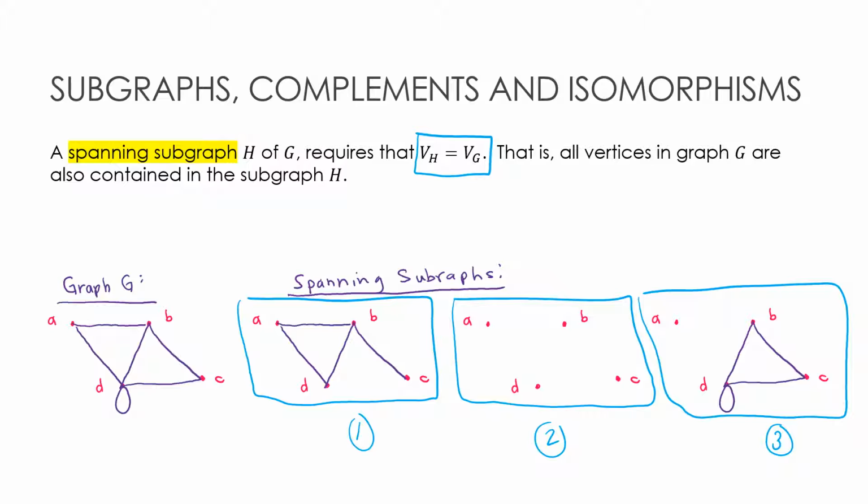So for 1, I've essentially included everything except I decided not to include the loop on D or edge DC. For 2, I said, here's the vertices, I'm not going to connect anything. And for 3, I said, let's take out AB and AD and include everything else. And again, it's okay to do that as long as I include all of the vertices.